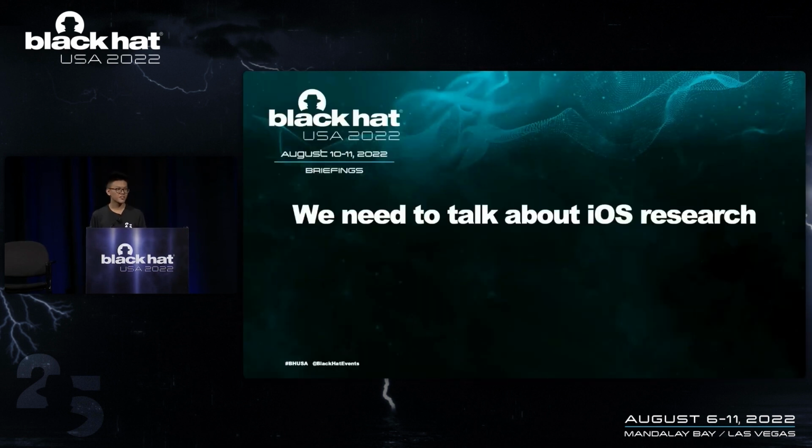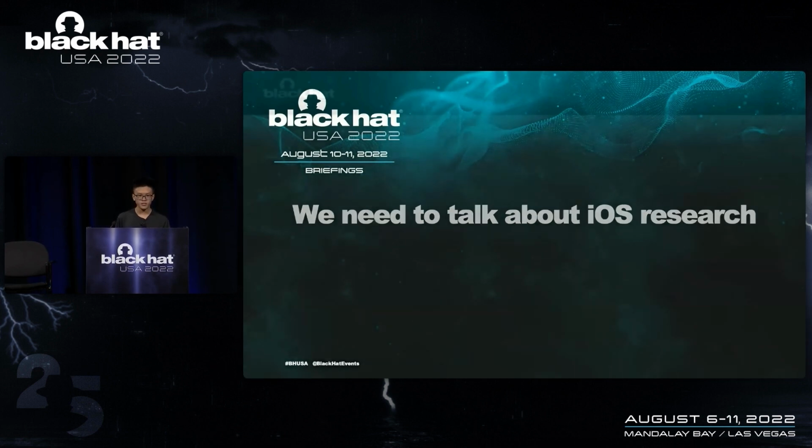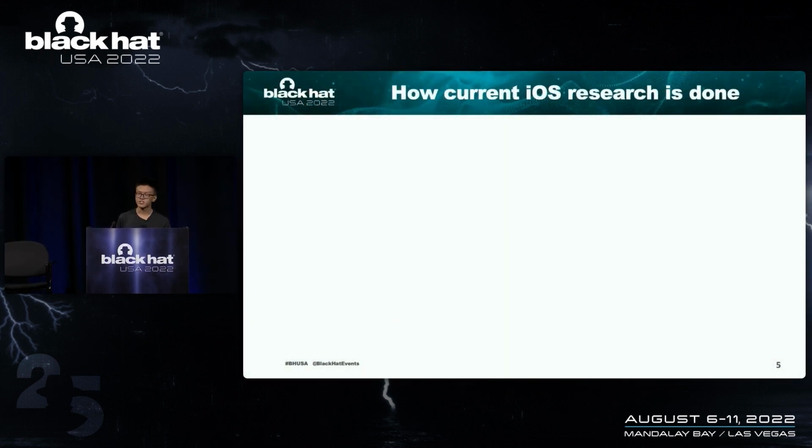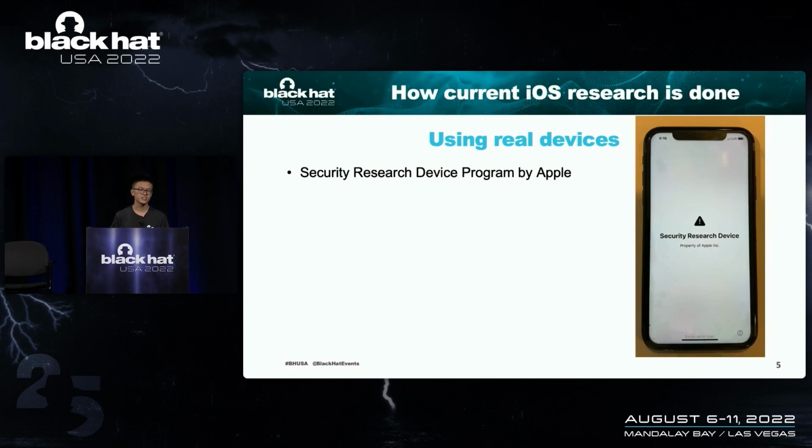So we need to talk about the current way we are doing iOS research. The most common way is to use a real device. And you also have a few options for that. First, you can use something called the security research device by Apple. This is a real device. However, the main problem with this is that you have to sign NDAs, and you're obligated to report all of your findings to Apple.